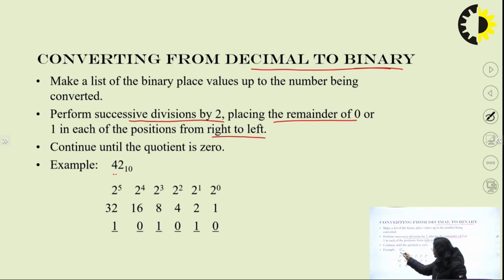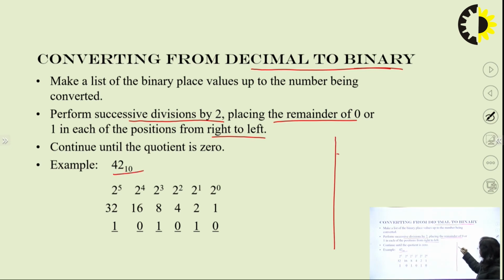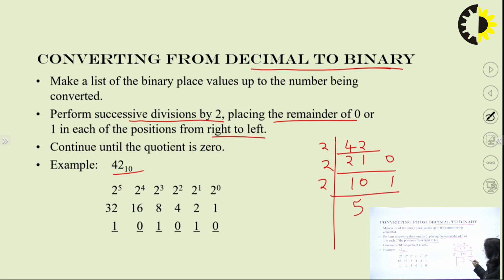For example, if we have to convert 42 to base 2, we will divide 42 by 2 and place the remainder here. Then 2 20s are 40, the remainder is 1. 2 5s are 10, remainder is 0. So, 2 2s are 4, remainder is 1. 2 1s are 2, remainder is 0. So, we will write this in the reverse order, that is 1 0 1 0 1 0. So, the resultant number will be 101010 binary.